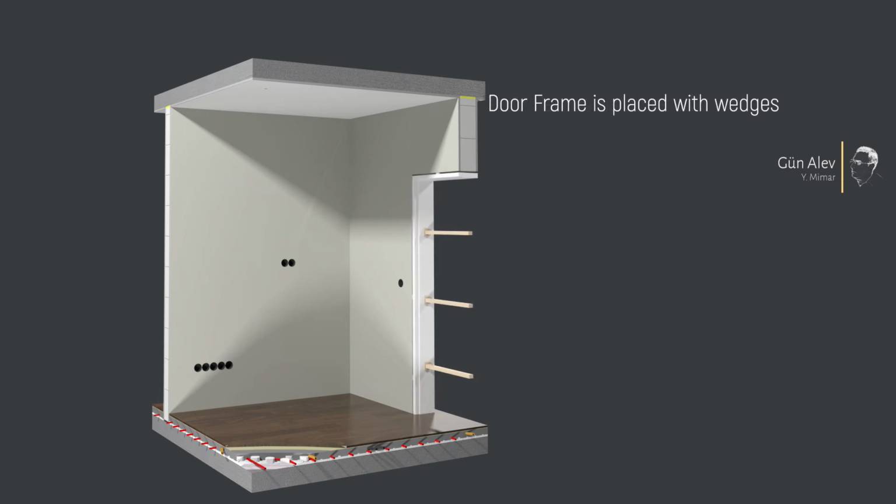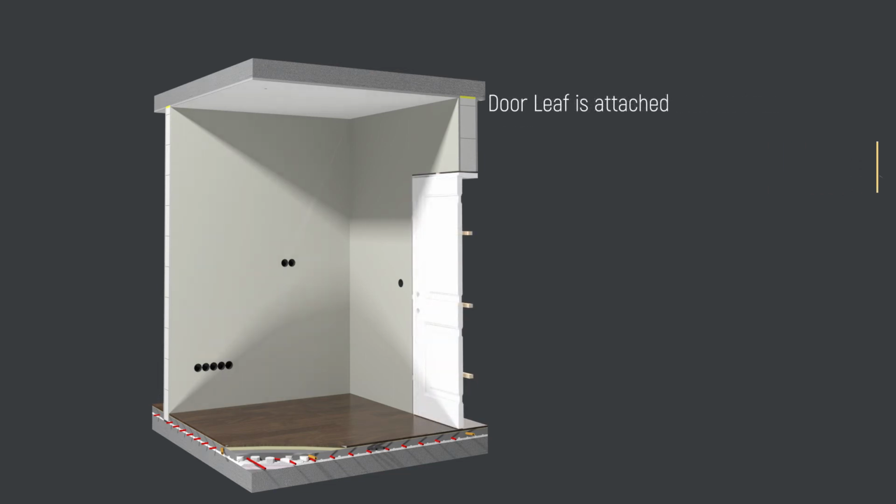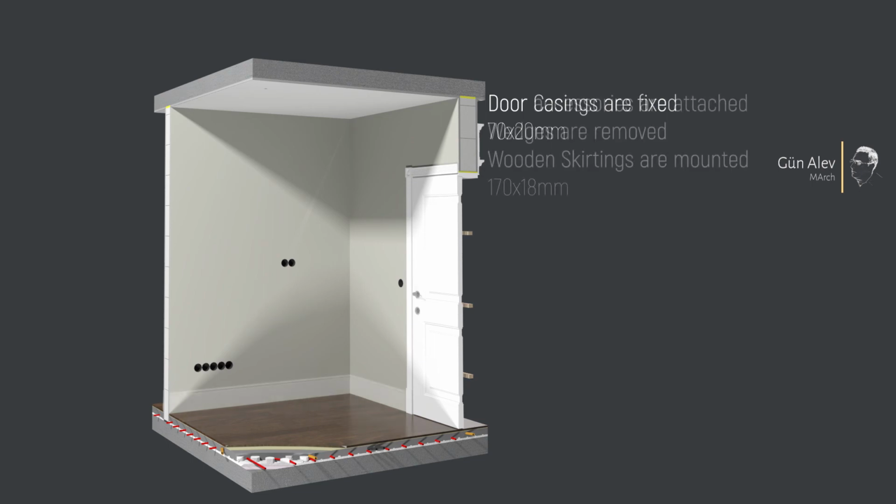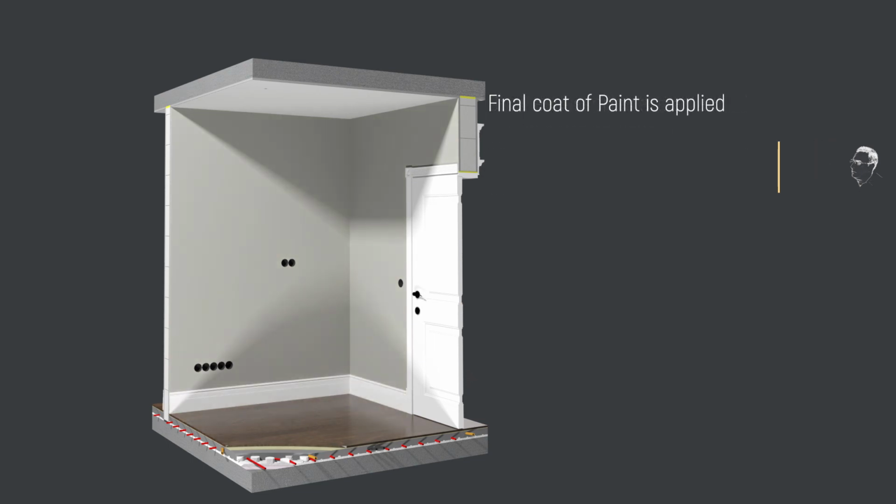Door frame is placed. Door leaf is attached. Door is fixed with polyurethane foam. Door casings are fixed. Skirtings are mounted. Final coat of paint is applied.